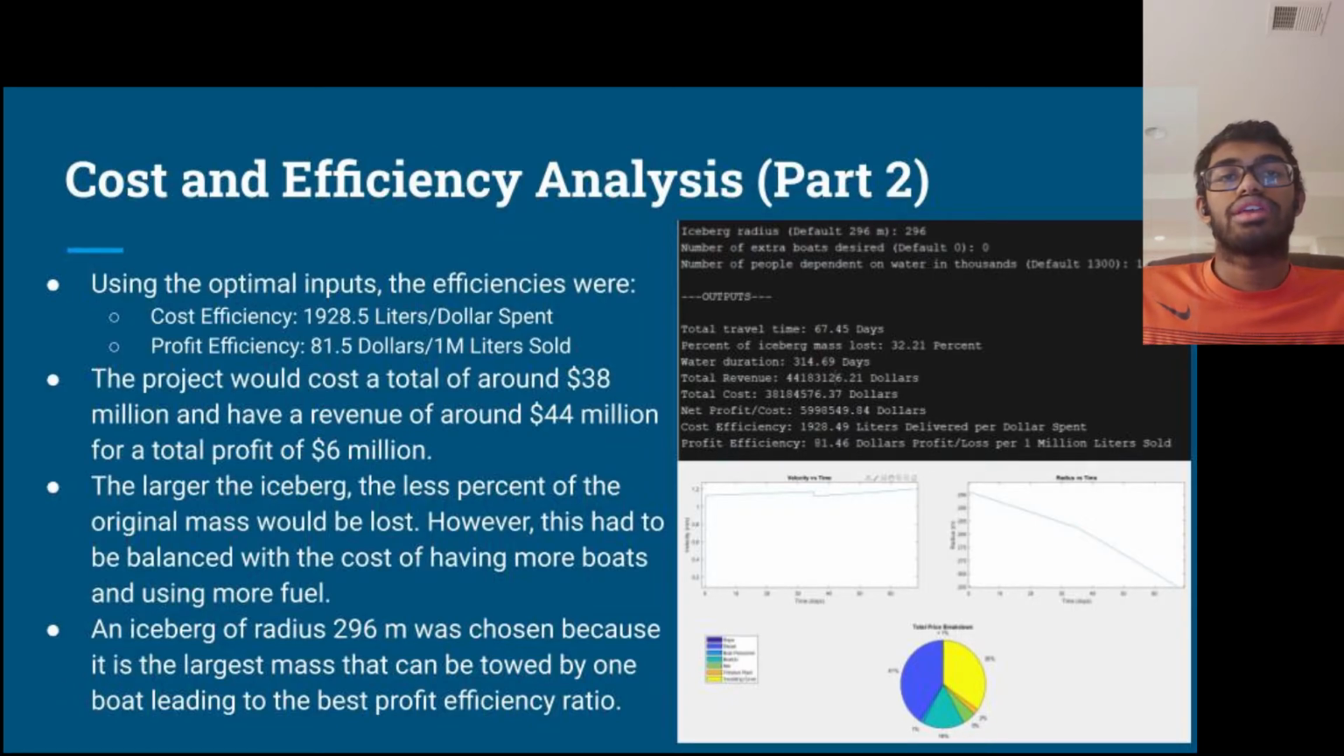And the larger the iceberg is, the smaller the percent of the original mass that would be lost. However, this had to be balanced with the cost of having more boats and using more fuel. So having an iceberg of radius 296 meters was chosen because that's the largest mass that can be towed by one towboat, which means it has the best profit efficiency ratio.